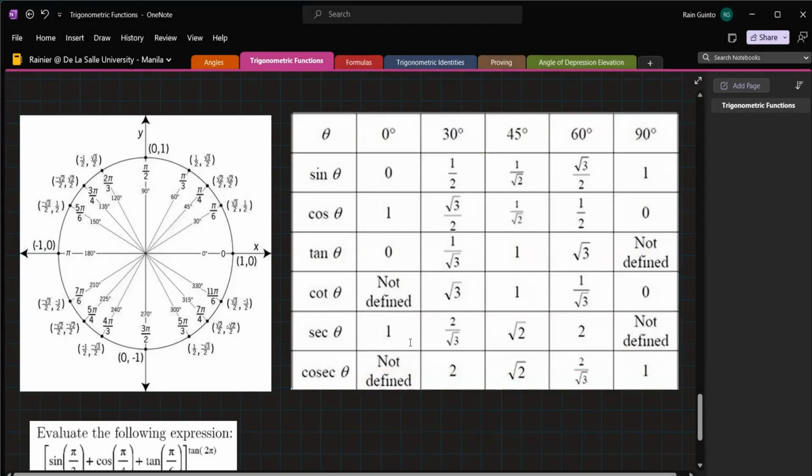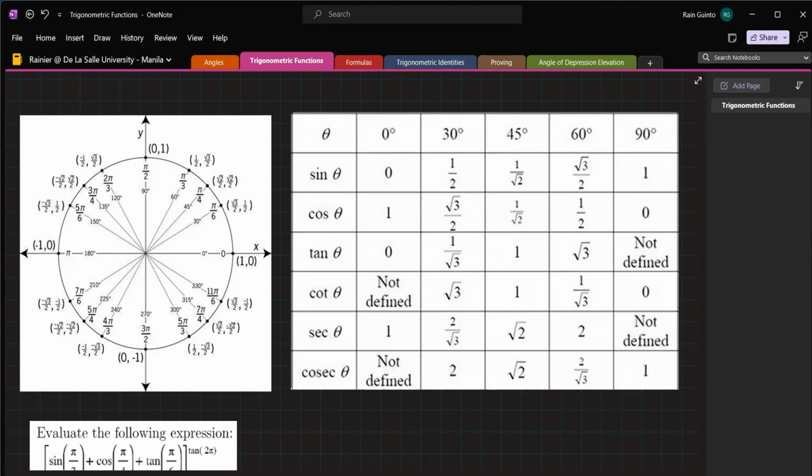Basically, Long Quiz 3 revolves around trigonometry, so topics such as angles, angles of depression, elevation, and especially the trigonometric functions and trigonometric identities will be covered in this video. So now let us discuss the direct evaluation, especially if the angles or theta given are special angles.